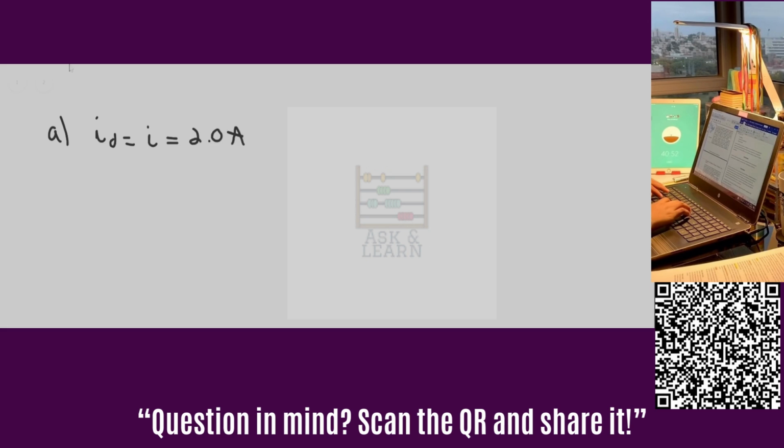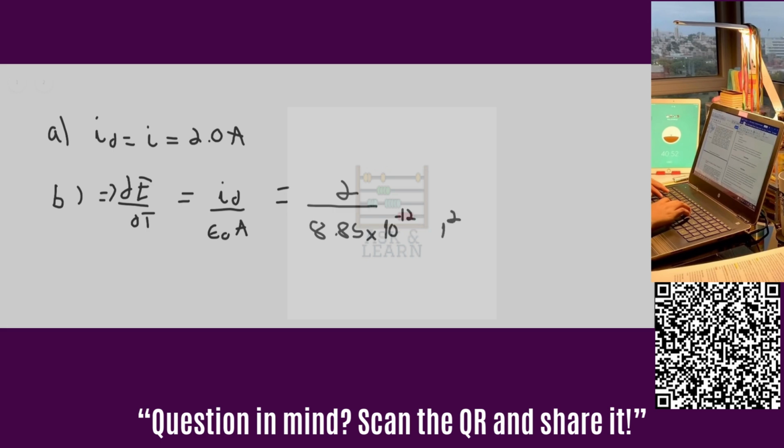For part B, we want to know what is the variation of the electric field in this ratio. So for part B, we have that dE dt is equal to the displacement current divided by epsilon zero A, and this is 2 divided by 8.85 times 10 to the minus 12 times 1 square, everything in meters. This is 2.3 times 10 to the 11 volts per meter second.